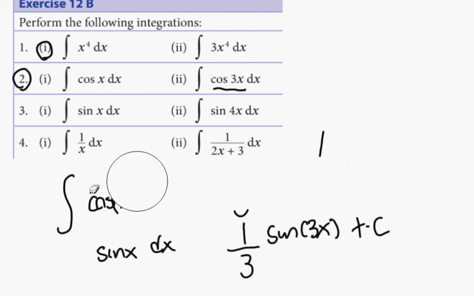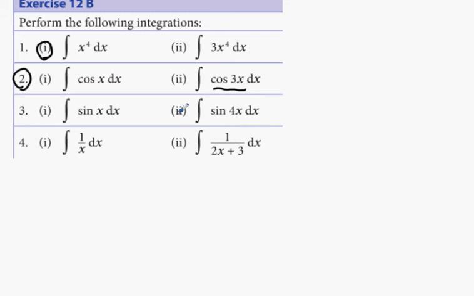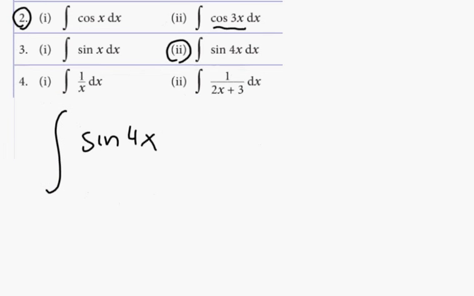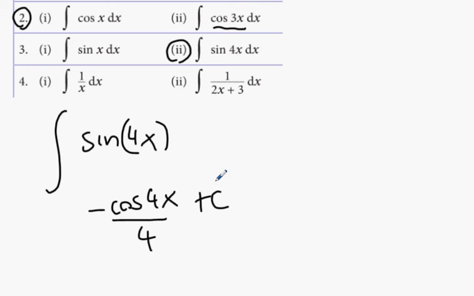Okay, let's try sin 4x now. Sin 4x dx, guys. Any guesses? Sin turns into, so sin 4x turns directly into minus cos 4x. Differentiate the angle. What do you get? 4, and then just divide it by 4, and you're done. Plus c.